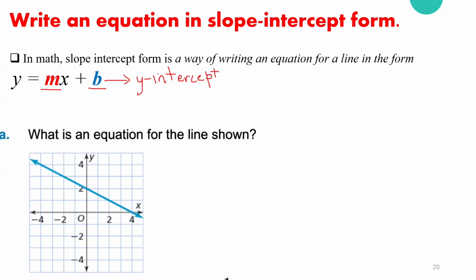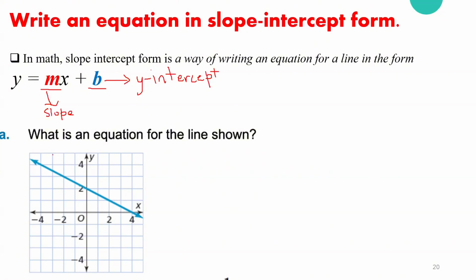So in order for you to write this equation for the line that is shown on the graph, you need to know what is the slope and what is the y-intercept. You need to find those two first. So the y-intercept, as discussed in a previous video, is the y-coordinate where the line crosses the y-axis. So it is very easy to identify the y-intercept, that is a given.